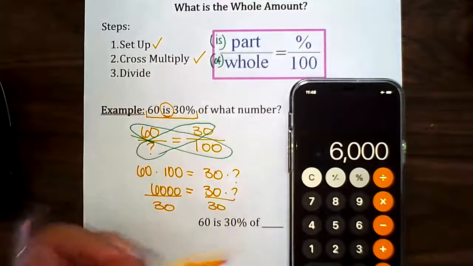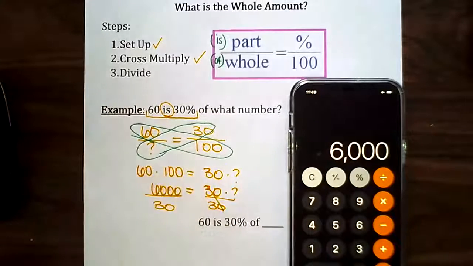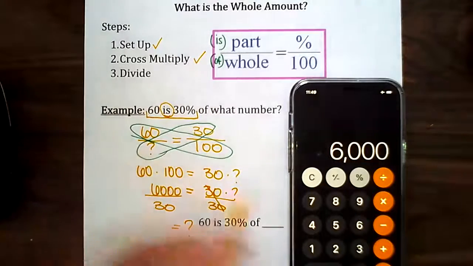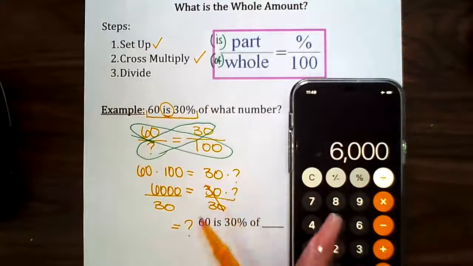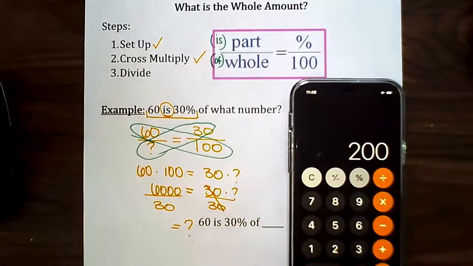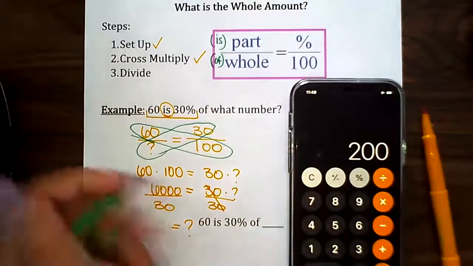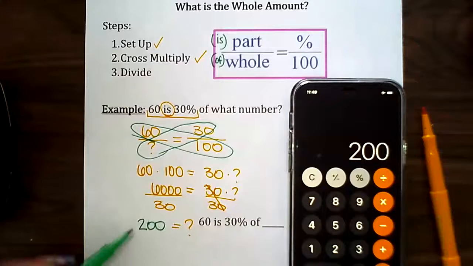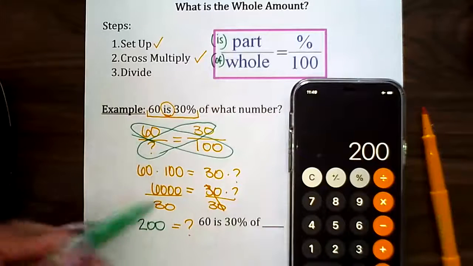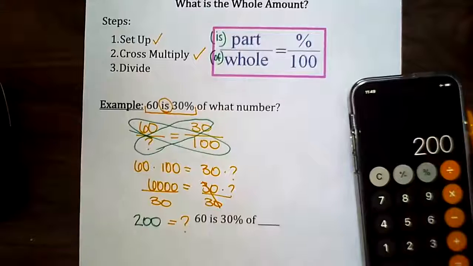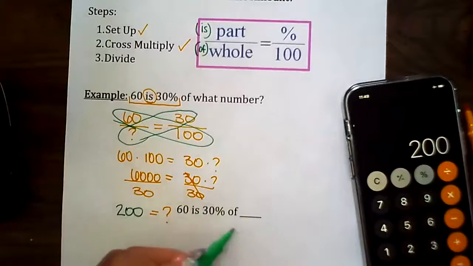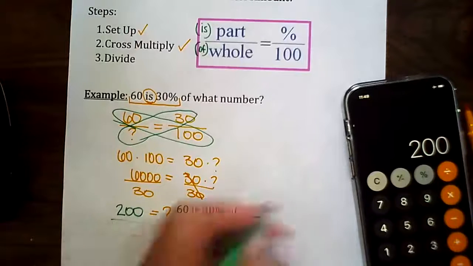Well, we all know from mental math, 30 divided by 30, that cancels out, and I'm left with my question mark, which was our unknown. And I still have 6,000 here, so I'm going to divide by 30. Well, that leaves me with 200. Notice how the amount we found, the whole amount, is larger than the part. That's because we had to find the whole. So now I need to put it back in the context of the problem. 60 is 30% of what we found, 200.